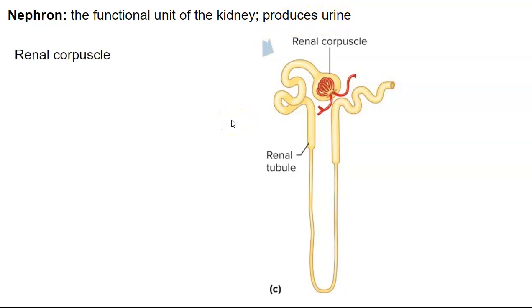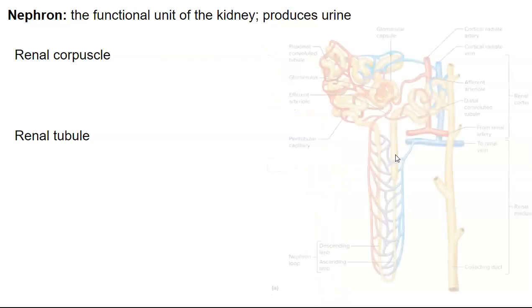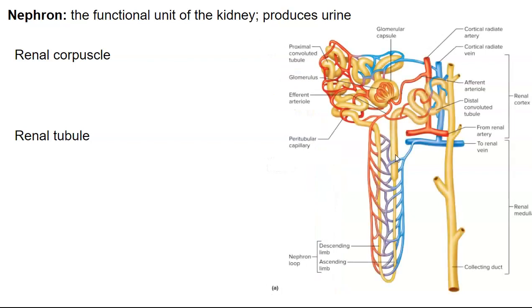There's two main parts of the nephron. There's the renal corpuscle, which is this area here. And then there's the renal tubule, which starts here. And then it's got a big loop to it, and then ends up over here. Let's look at a more sophisticated cartoon, if you will. So here's the same thing, but we're going to look at some more parts.